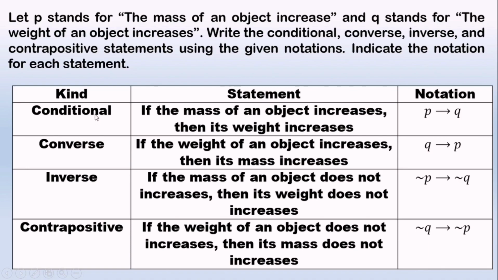So, sa conditional tayo mag-base. So, if the mass of an object increases, then its weight increases. Doon natin yan nakuha kanina sa P tapos sa Q sa taas. So, sabi doon kanina sa converse, babaliktarin lang natin yung conditional. So, if the weight of an object increases, then its mass increases. Next, inverse natin, ninenegate lang natin yung conditional statement. So, if the mass of an object does not increase, then its weight does not increase. Ang contrapositive naman, if the weight of an object does not increase, then its mass does not increase. Babaliktarin natin yung inverse. Ayan.